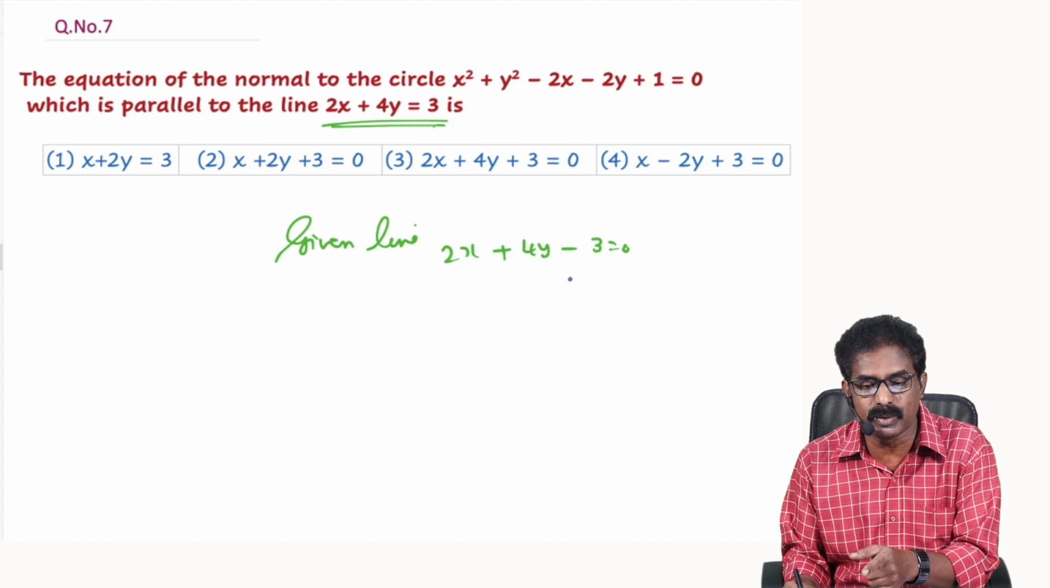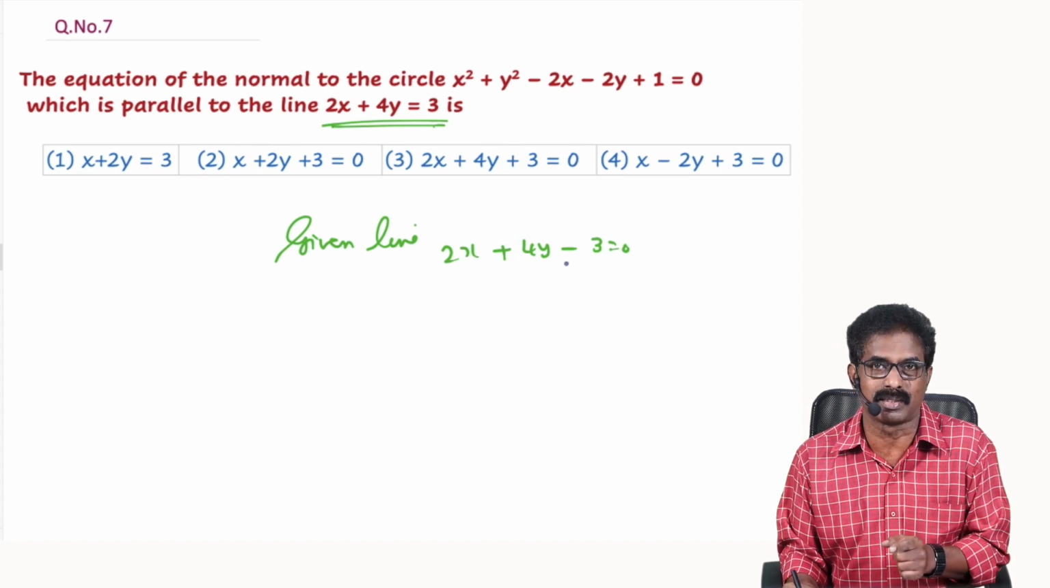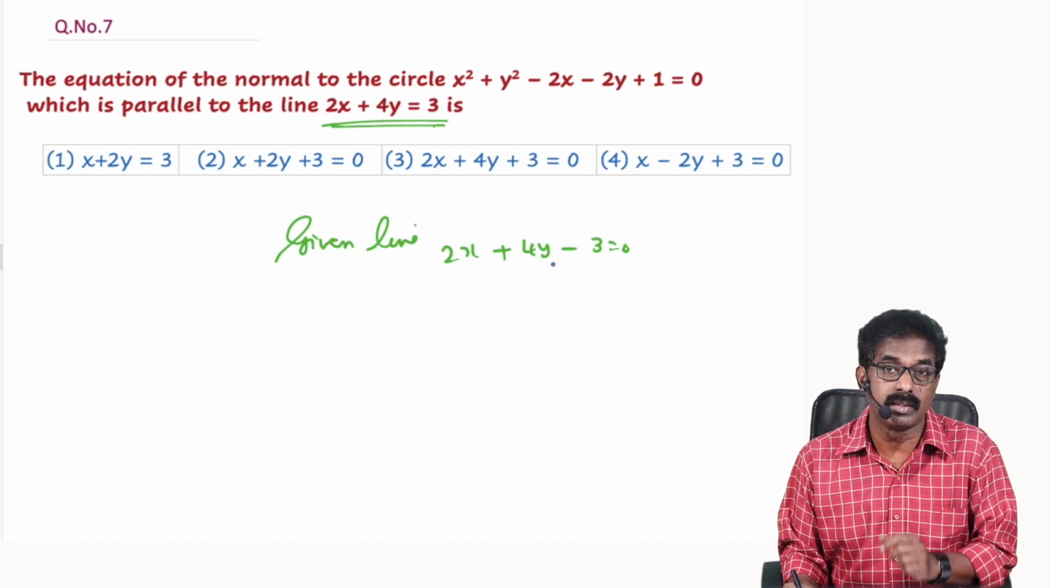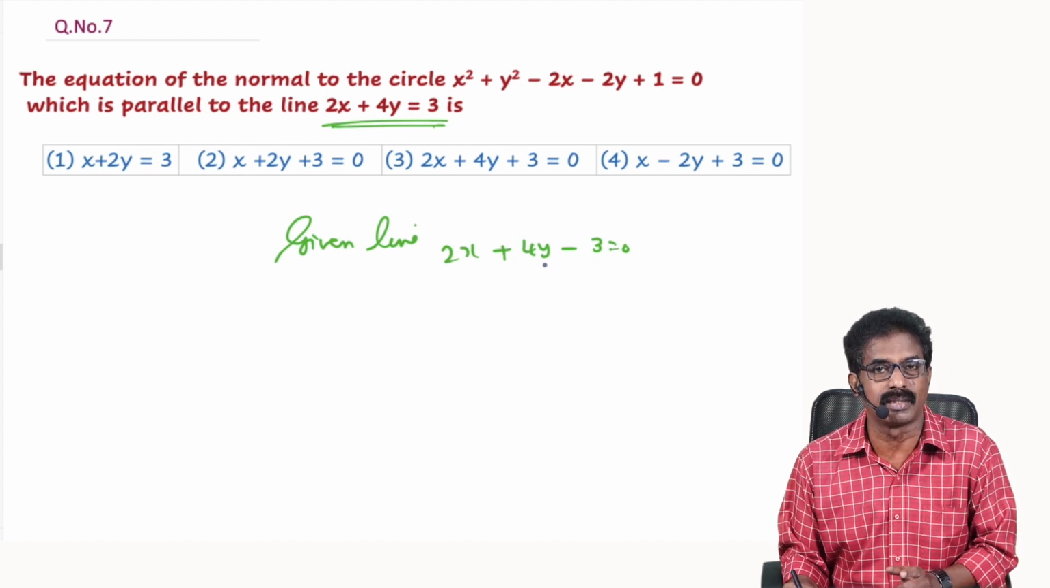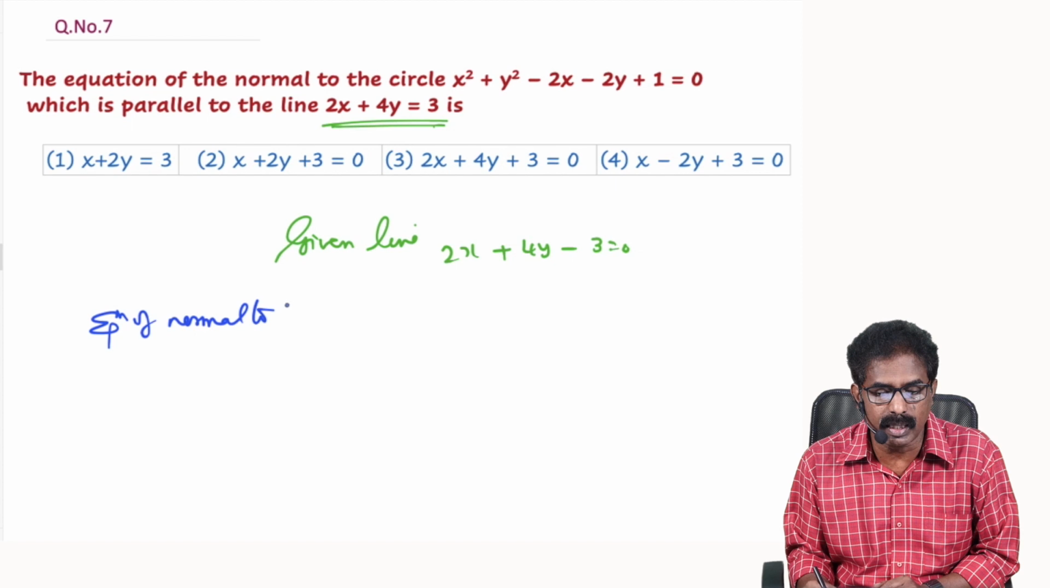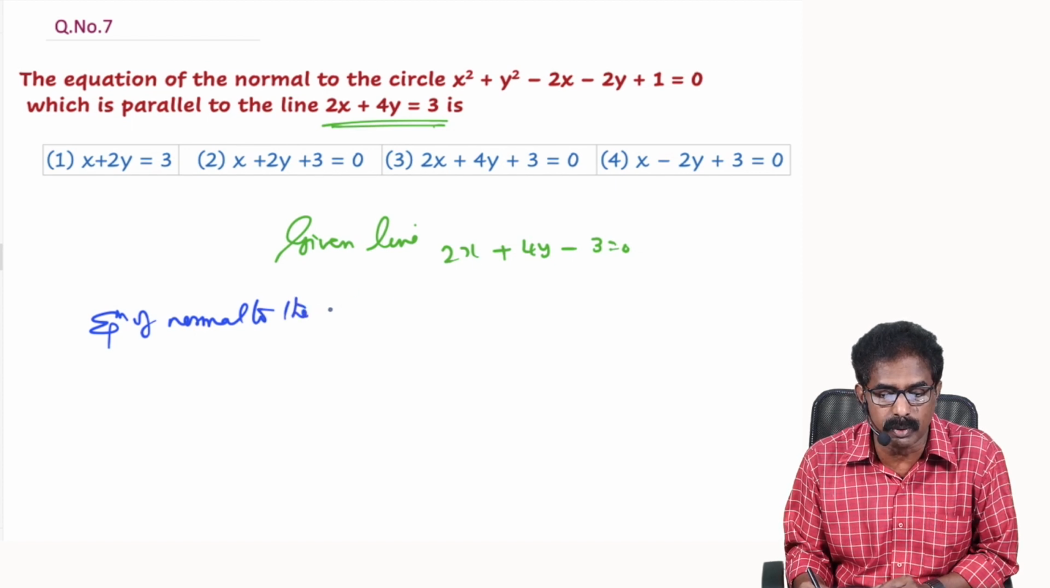Parallel means you give only one change: change only the constant. Perpendicular means you have to give three changes: interchange the coefficients of x and y, change the sign in the middle, and also change the constant. So here, parallel, so you can find the equation of the normal to the circle, not to this line, normal to the circle.